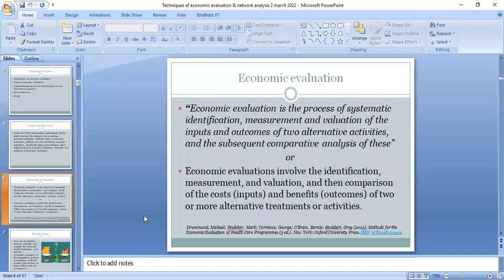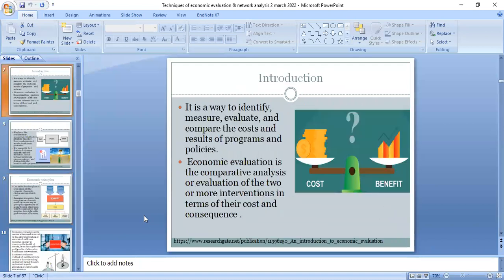Now, what is economic evaluation? Economic evaluation is the process of systematic identification, measurement, and evaluation of the inputs and outcomes of two alternative activities and the subsequent comparative analysis of these. Or it can be defined as: economic evaluations involve the identification, measurement, and valuation, and then comparison of the costs that are inputs and benefits that are outcomes of two or more alternative treatments or activities.